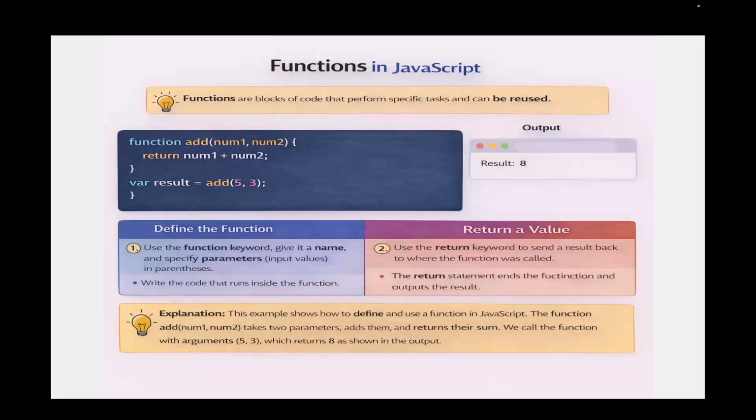Functions in JavaScript. Functions are blocks of code that perform specific tasks and can be reused. So here we will define and use the function. The function add(num1, num2) takes two parameters, adds them and returns their sum. So we call the function with arguments 5, 3 and it returns the value 8 as the output.